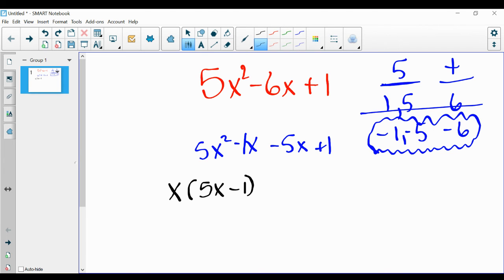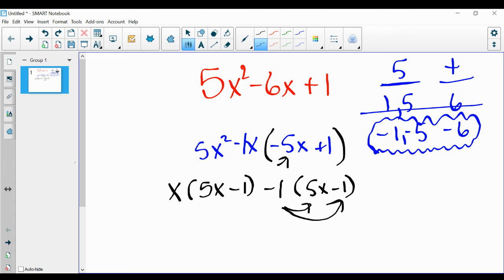what these two have in common. So really, the only thing in common is a 1. But the thing is, I want something that's going to be pulled out that would leave me with a 5x minus 1. So negative 1 times 5x gets me negative 5x. And negative 1 times negative 1 gets me a positive 1. So I pulled out a negative 1 in this case.